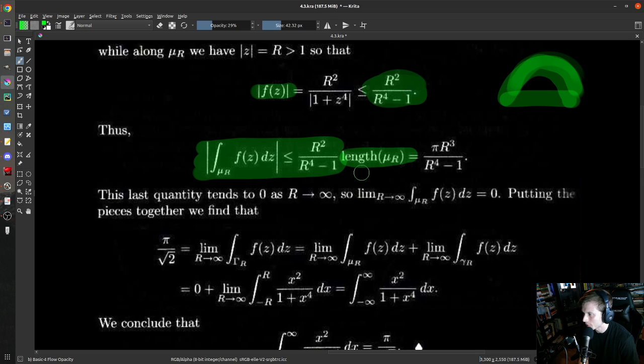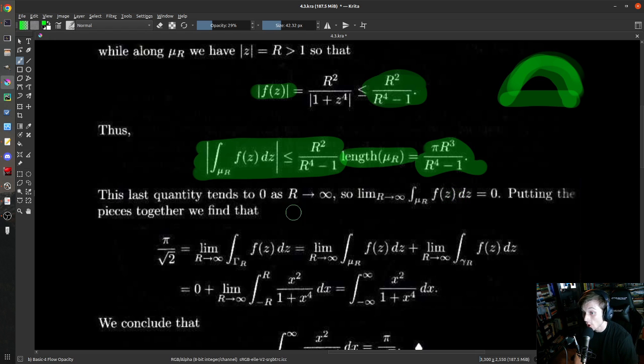You remember this old proposition, lemma? I don't remember what we labeled it. It was from quite a while ago in chapter 2. But it's been pretty consistently useful. So, okay, just multiply it all out. What is the length of mu r? It's half the circumference of a circle of radius r. And so we get out pi r cubed divided by r to the 4th minus 1, that whole quantity.